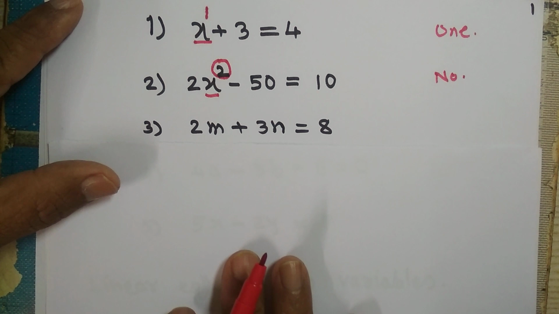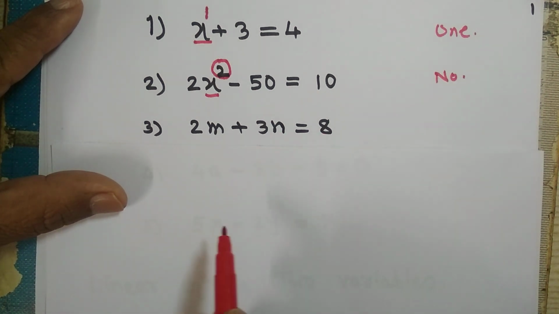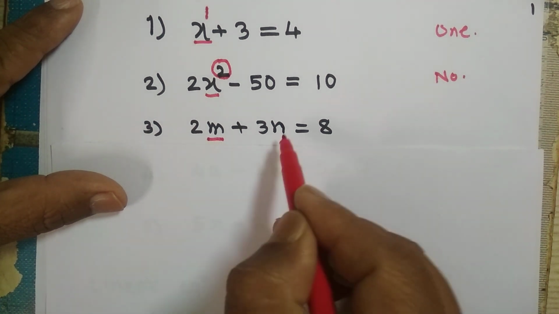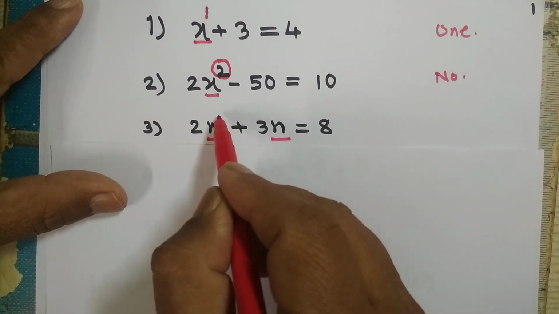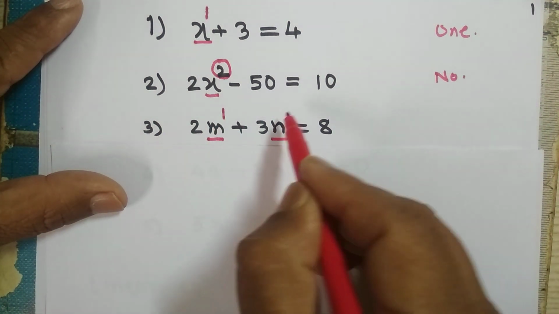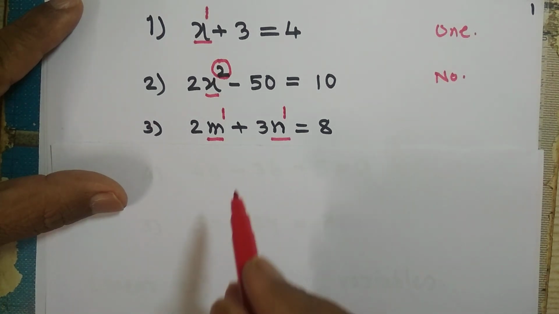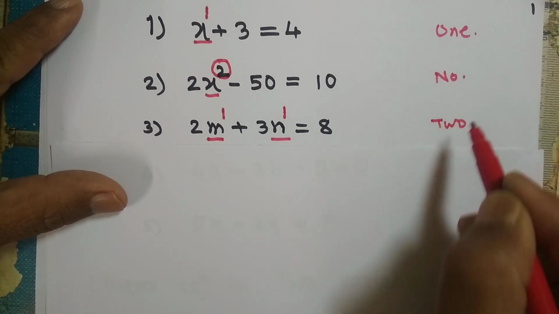Okay. Third example, 2m plus 3n is equal to 8. In this case, m and n are two variables and degree of each term is 1. Therefore, this is linear equation in two variables.